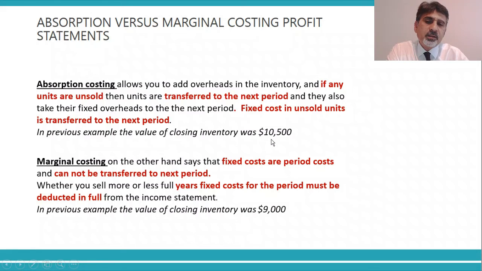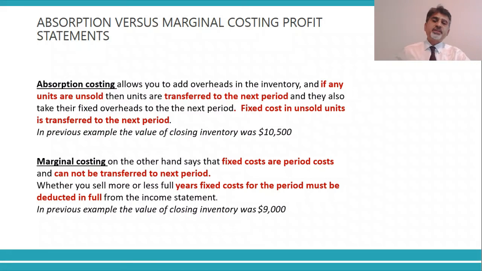So what absorption costing in general, or the bottom line is, what does it allow you? Some of the fixed cost which you already have paid, like rent, insurance and depreciation, you add some of that fixed cost into the unit of output, like $5 you add into each table, and then these tables you transfer to the next year, and some of the fixed cost also transfers to the next year. So because you are transferring some of the cost to next year, therefore your profit was more.